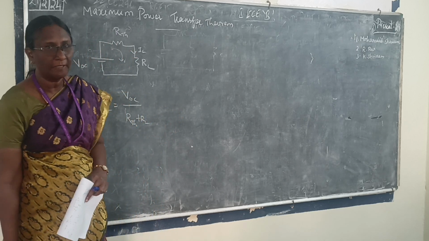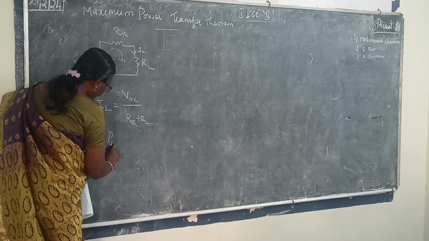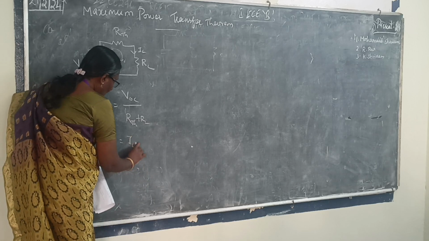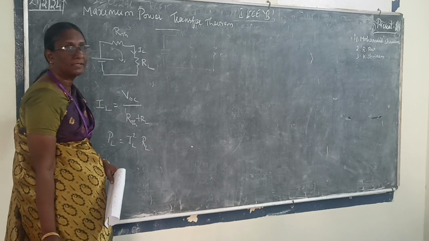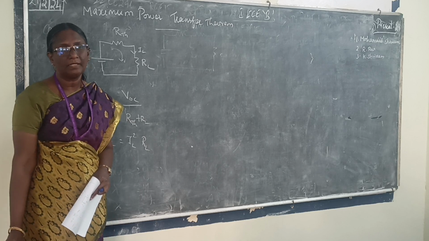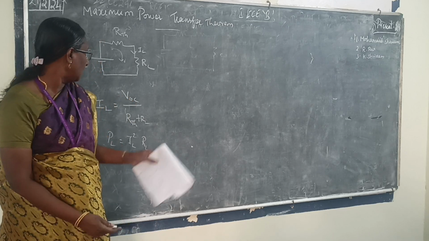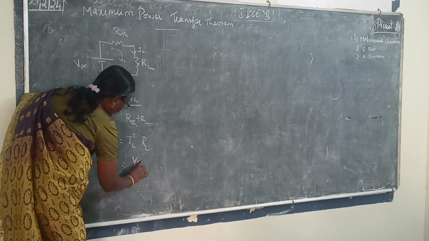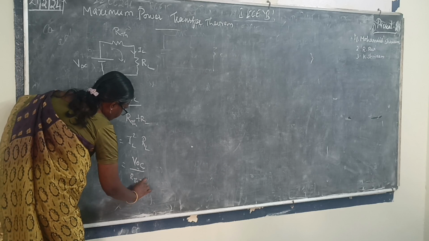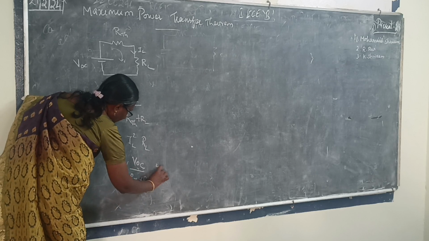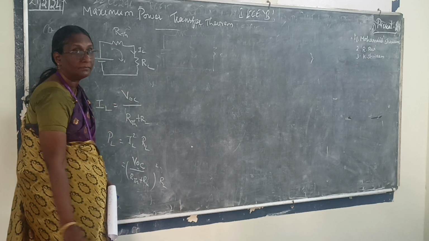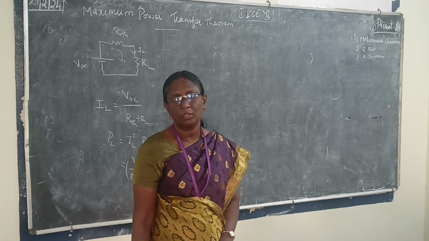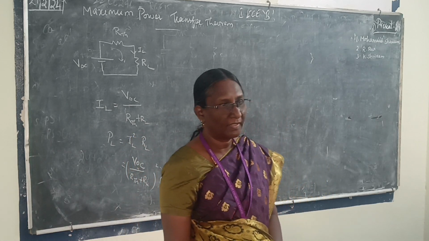But we are going to find the maximum power. What is the formula of power? I am considering load power. PL is equal to I squared R, load current squared into load resistance. PL is equal to IL squared into RL. Then what is IL? VOC by RTH plus RL. So PL is equal to VOC by RTH plus RL, the whole square, into RL. This is for PL. We are going to find the maximum value. How do you find the maximum value?